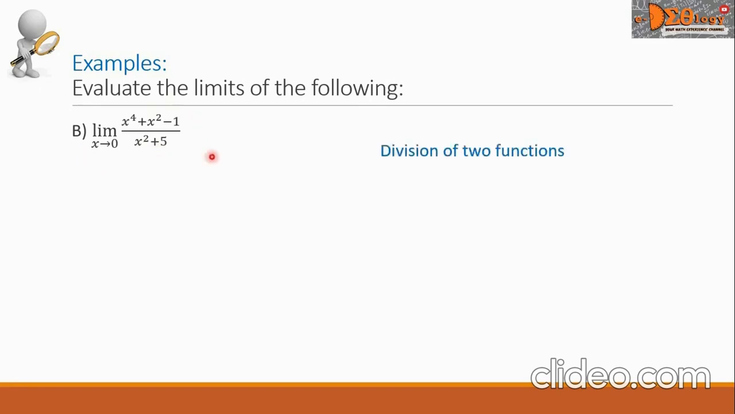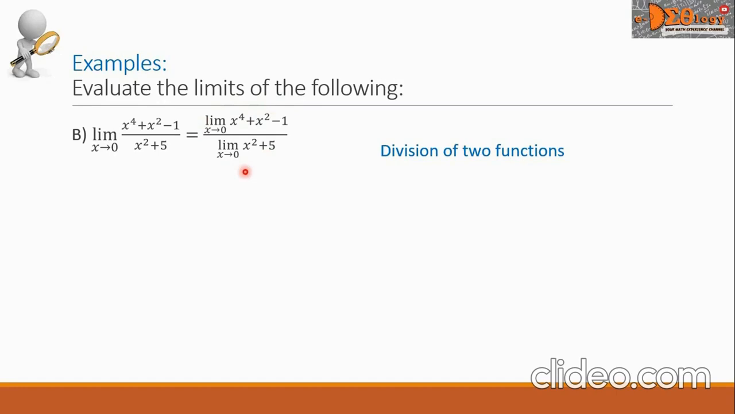This is an example of division of two functions. So in here, we're going to take the limit of the numerator and the limit of the denominator as x approaches 0 respectively. So we write here the limit of x raised to 4 plus x squared minus 1 as x approaches 0 all over the limit of x squared plus 5 as x approaches 0.